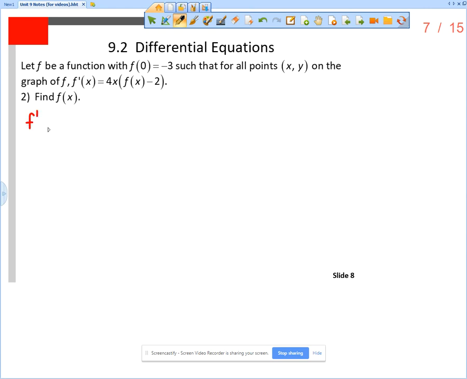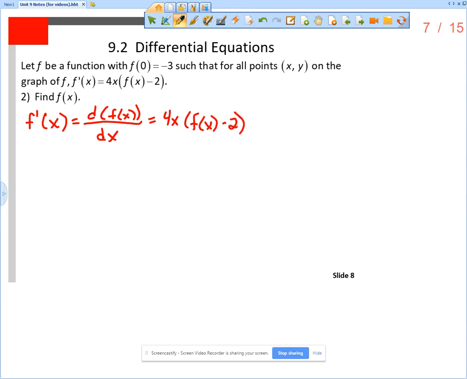First thing is a notation thing. f prime of x, remember, is the derivative of f of x with respect to x. So the derivative of f of x with respect to x is 4x times f of x minus 2.